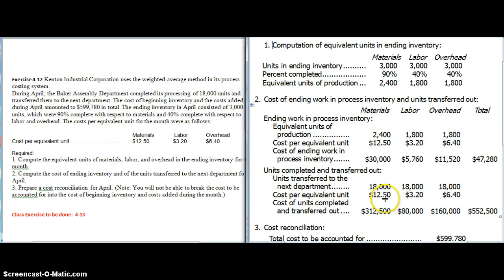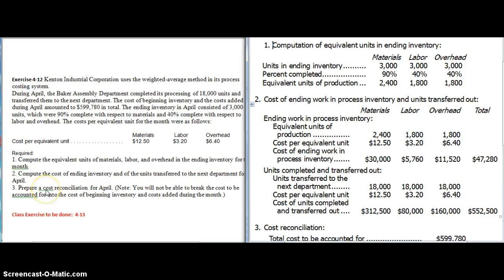Multiplying 18,000 with $12.5, you get $225,000. Under labor, 18,000 into 3.2 gives $57,600, and 18,000 into $6.4 gives $115,200. To get the total cost for the units completed and transferred out, add all three and you will get $552,500.